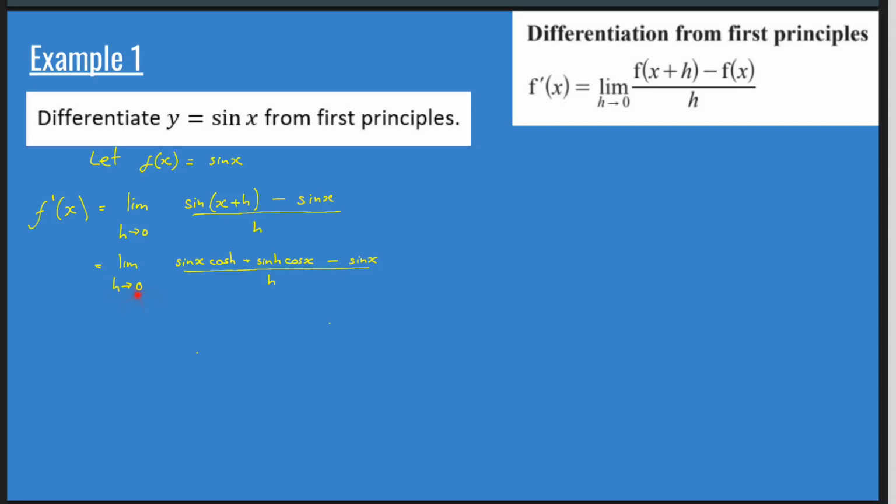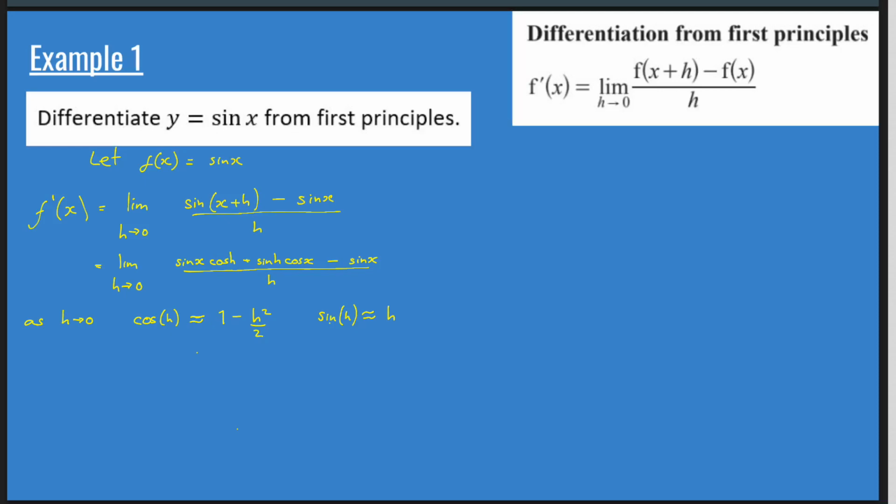You now know something. h goes towards 0. h gets really small. So, and I'm going to just put this in a line, as h goes towards 0, we know that cos of h goes towards 1 minus h squared over 2. That's a small angle approximation, because if h is small, that's a small angle. Similarly, sin h is roughly the same as h, because h goes towards 0.